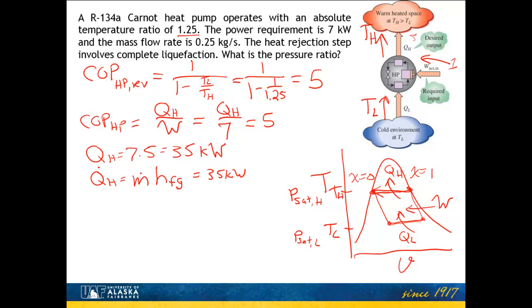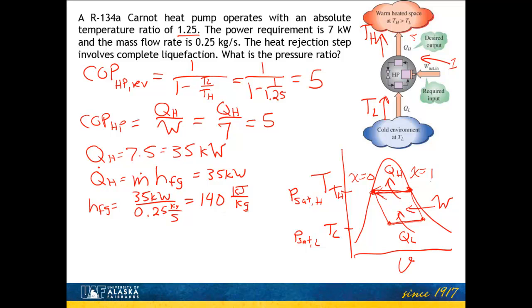So I can then go ahead and solve for HFG. I'm given what the mass flow rate is. So HFG is going to end up being equal to 35 kilowatts divided by my mass flow rate of 0.25 kilograms per second. That's given in the problem. And that gives me a value of 140. My units there are going to be kilojoules per kilogram, because I have kilowatts, which is kilojoules per second, and mass flow rate in kilograms per second. The per seconds cancel, and I end up with kilojoules per kilogram. And that's 140. So that's the enthalpy of this upper step I have.